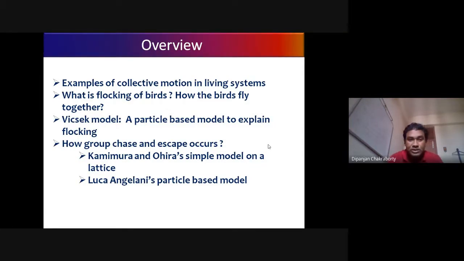The first model, Kamimura's model, is on a square lattice and is a simple model, and the second one is Luca Angelini's model, which was published in PRL in 2012. And in the last section I will just explain one of my works, where I'll give you the overview.